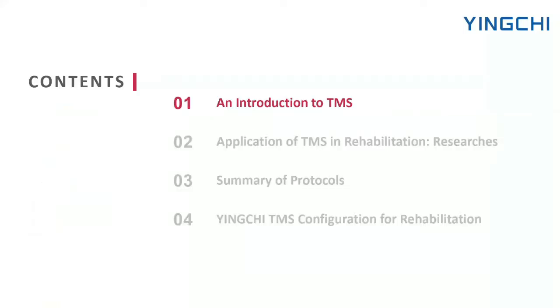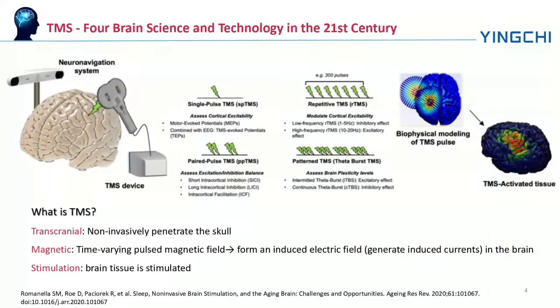So as for this department, we're mainly going to discuss 4 parts concerning how to use TMS in the rehabilitation department. First, we will have a brief introduction to TMS. So what is TMS? As you can see in the first part, it uses a time-varying pulse magnetic field, which can induce an electric field and generate induced currents in the brain. And thus, the brain tissue is stimulated, and the whole process is non-invasive.